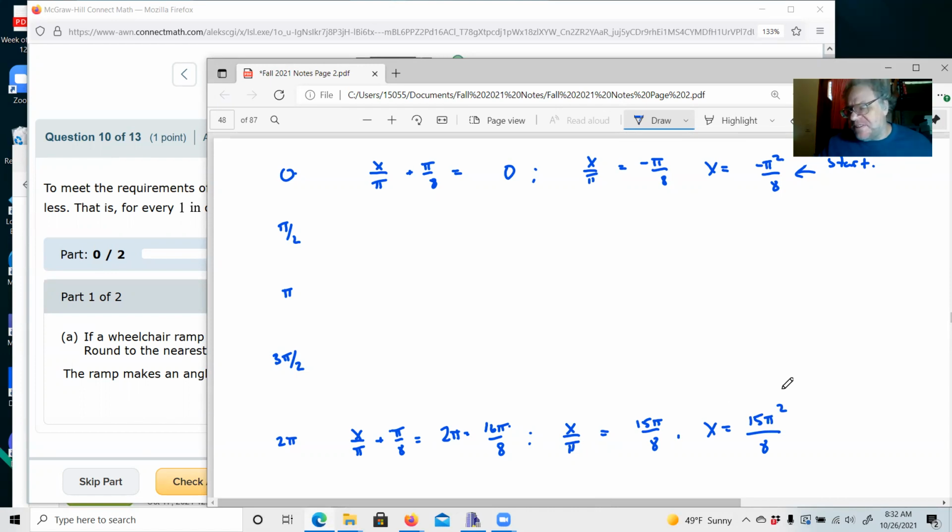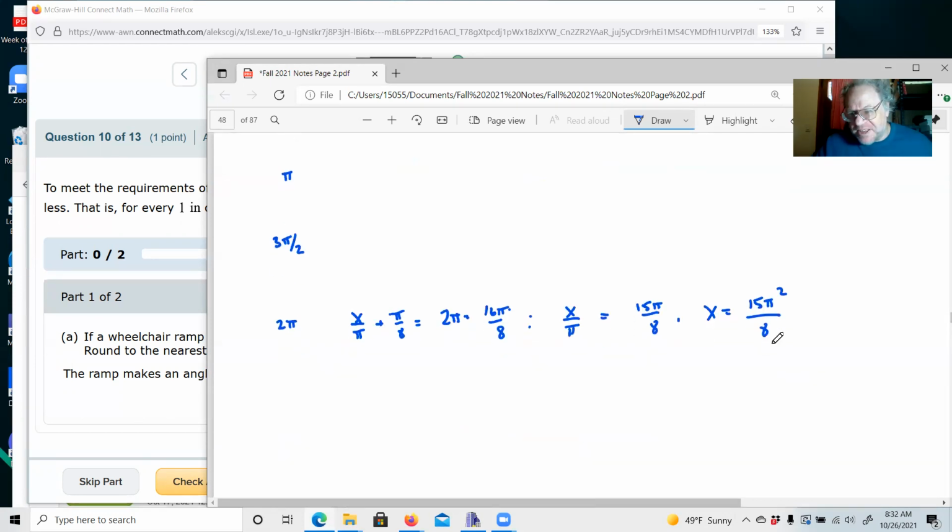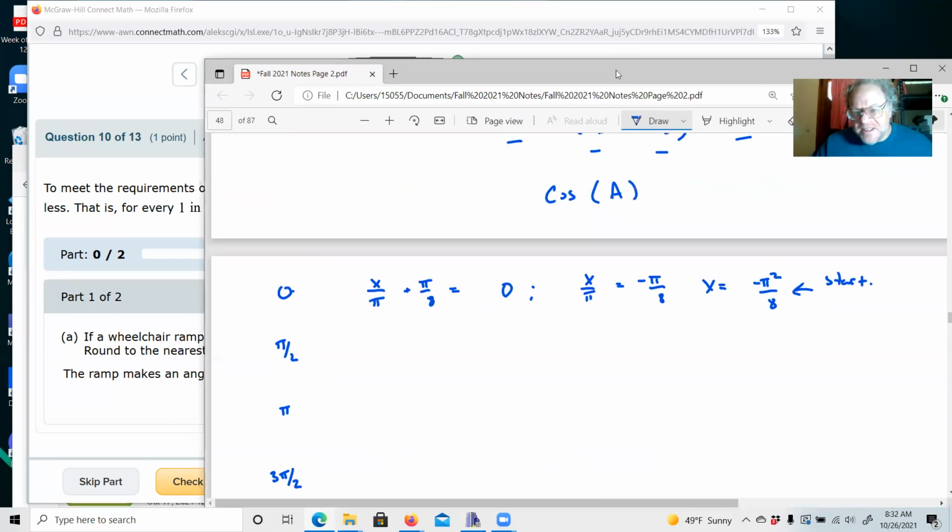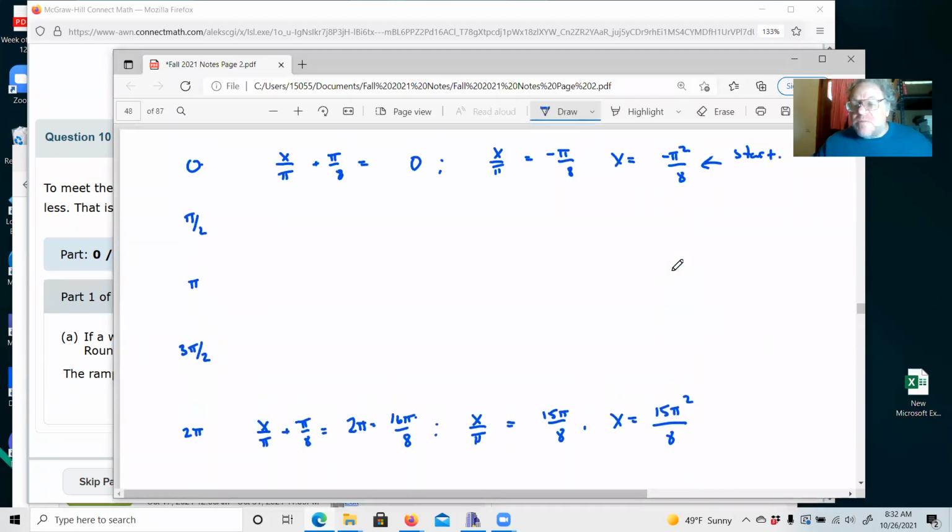That looks delightful, doesn't it? I think it does. I'm kidding. It's terrible. Okay, what's my phase shift? Well, shouldn't we usually start at 0, but now I'm starting at negative pi squared over 8, whatever that is. That's my phase. So here's your phase.